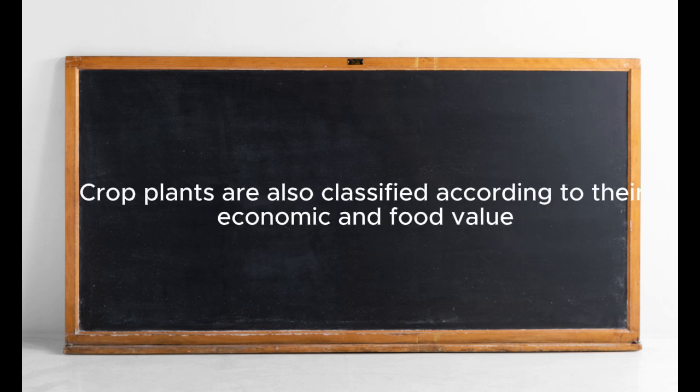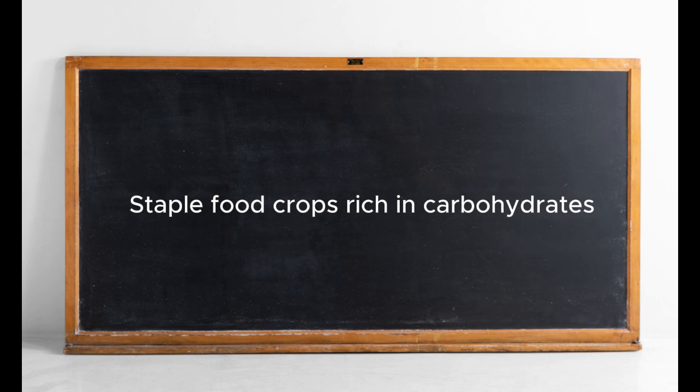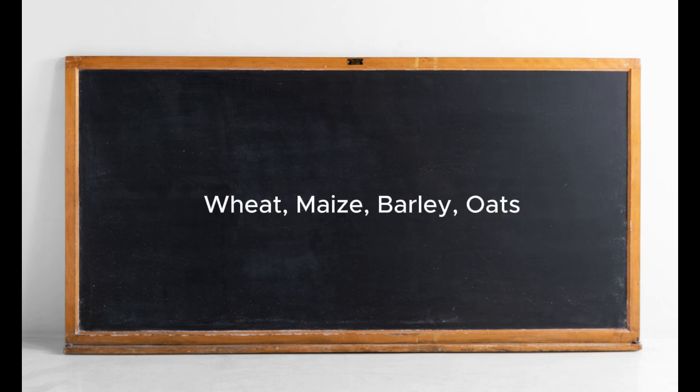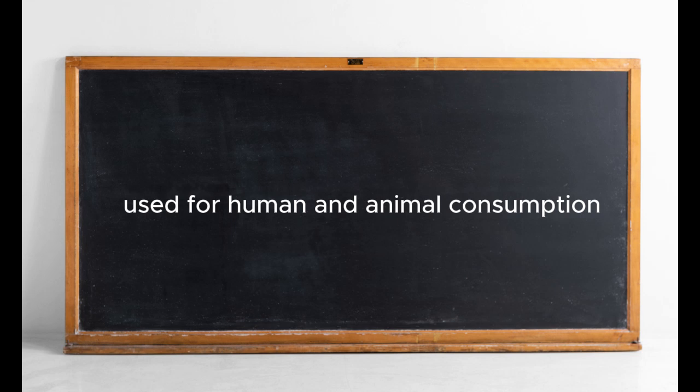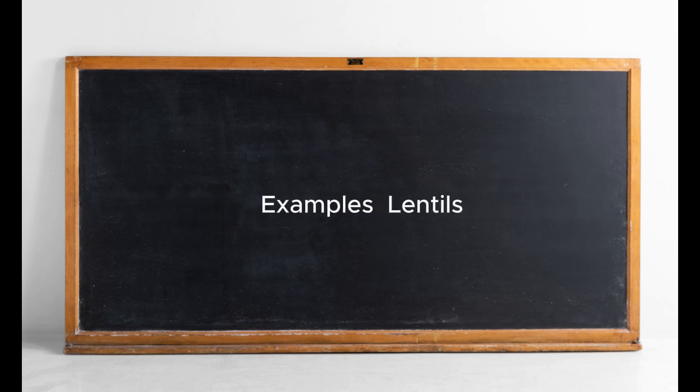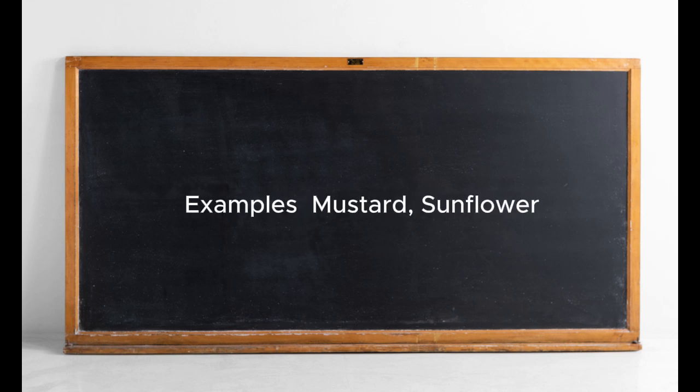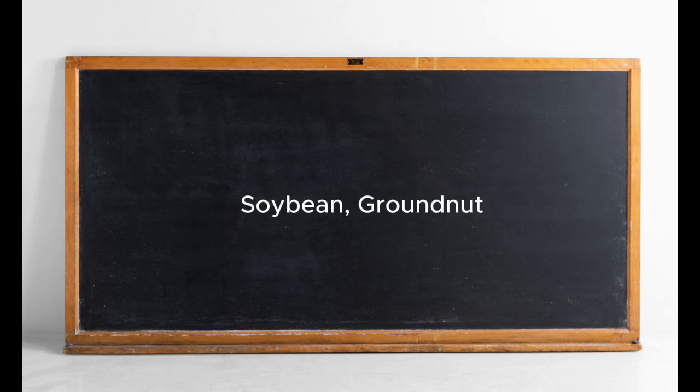2. Classification based on use. A. Cereal crops. Staple food crops, rich in carbohydrates. Examples: rice, wheat, maize, barley, oats. B. Pulses. Crops rich in proteins, used for human and animal consumption. Examples: lentils, chickpeas, peas, beans. C. Oilseed crops, used for extracting oil. Examples: mustard, sunflower, soybean, groundnut.